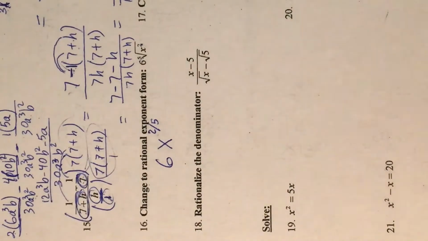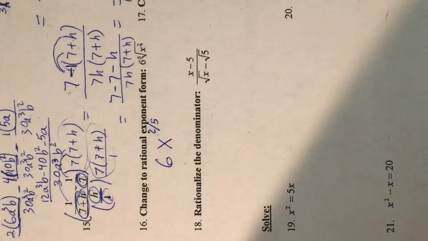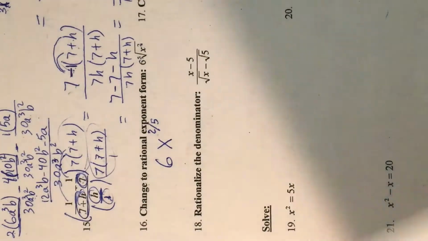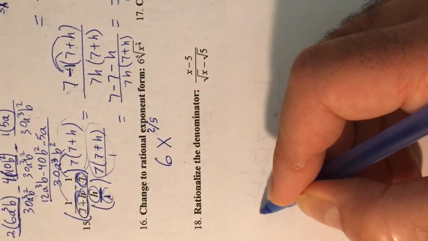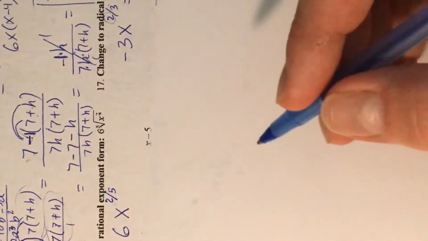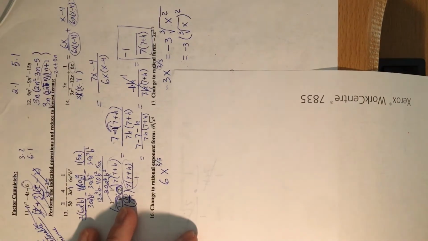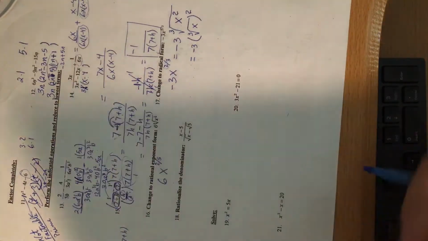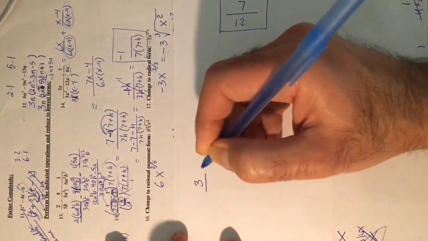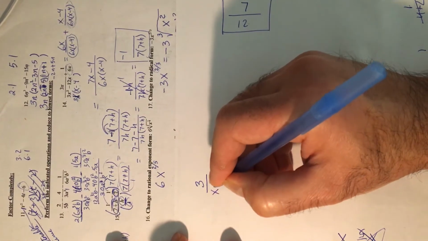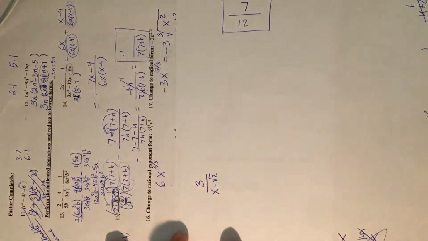All right. I'm going to skip number 18 because it's not necessary. But I'm going to show you another, similar example instead. Let's say I give you a problem that looks like this. I'll write it over here. 3 over x minus square root of 2.